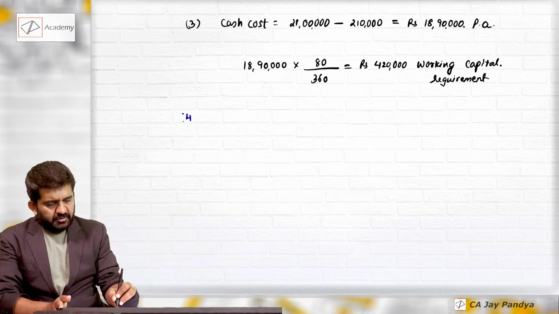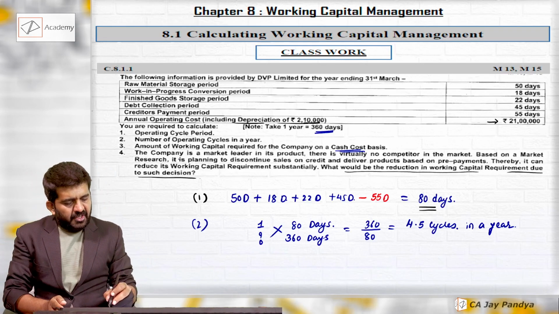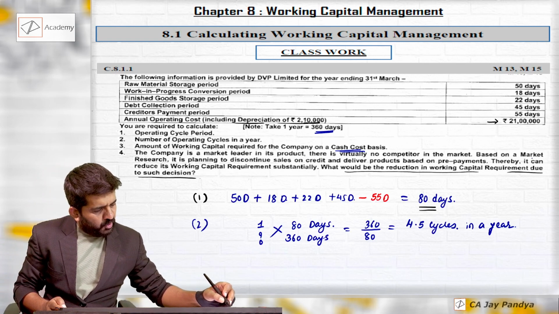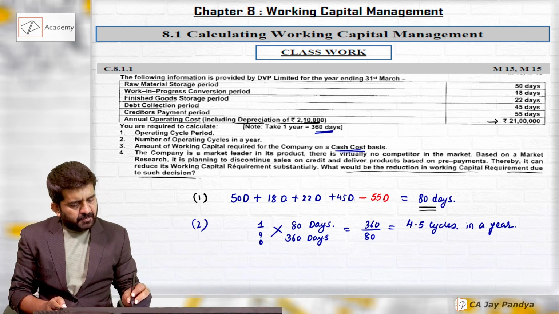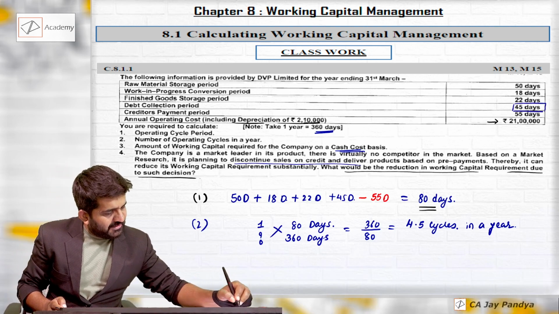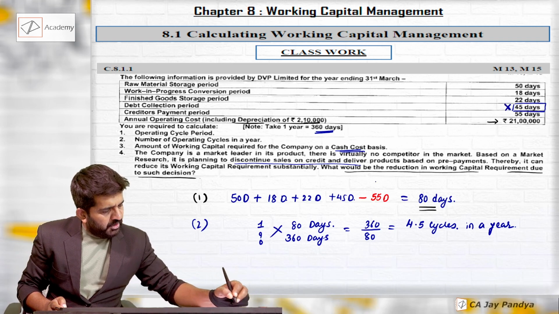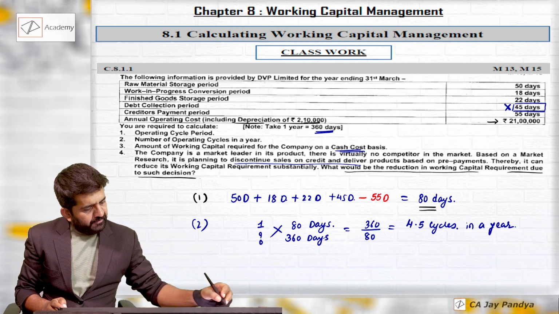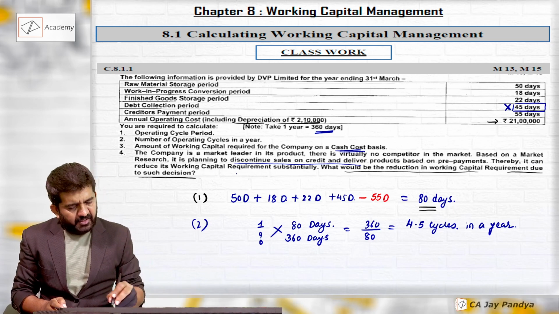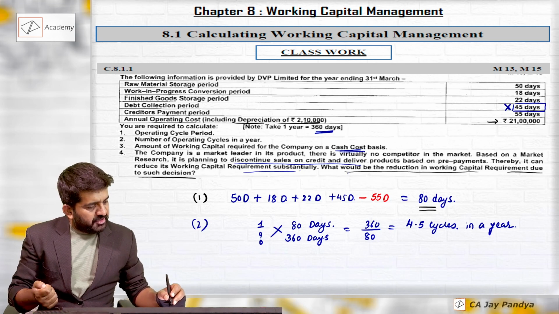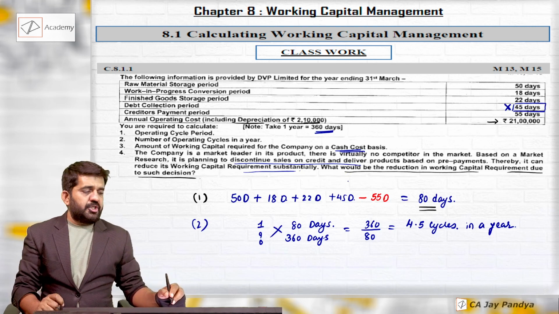Fourth one. This is interesting. The company is a market leader in the product, there is virtually no competitor. Based on the market research, it is planning to discontinue sales on credit. So this will be cancelled. Now this will no longer be in our working capital cycle. This will reduce its working capital requirement substantially. What would be the reduction in working capital requirement due to such decisions?